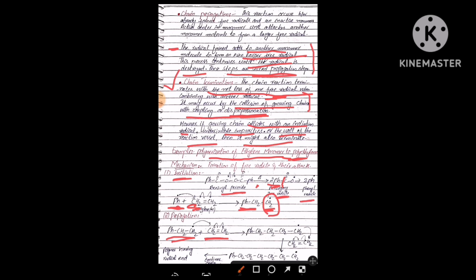The free radical moves onto this carbon, another free radical moves onto this carbon, and these free radicals make a bond, and the free radical present at the terminal point will attack a new monomer, and this process continues until the polymer has a radical end. If the polymer has a radical end, the process will continue.